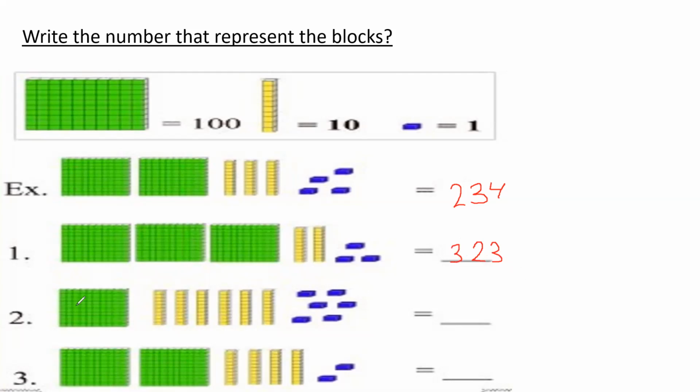Now exercise number 2. Starting from the small cubes. 1, 2, 3, 4, 5, 6 small cubes. Okay, so I have 6 ones. So it will be 6 in the ones digit. Now, what about the longs? 1, 2, 3, 4, 5, 6. 6 longs. That means 6 tens. That's right. So it will be 6.